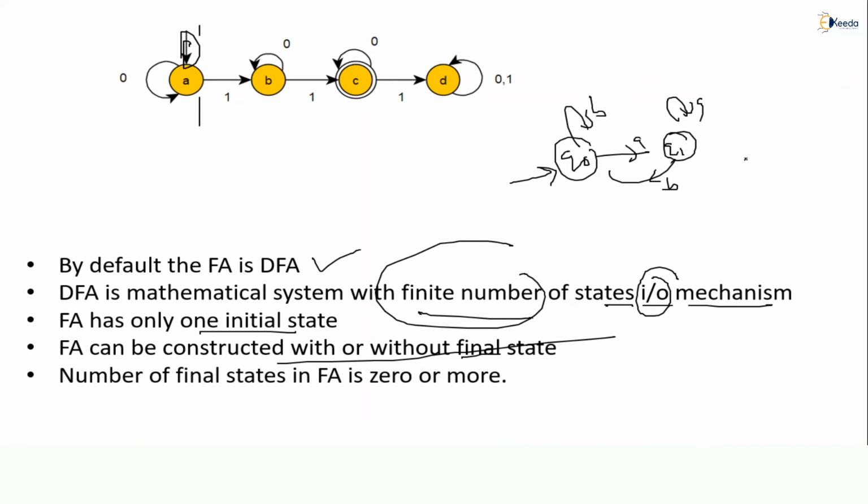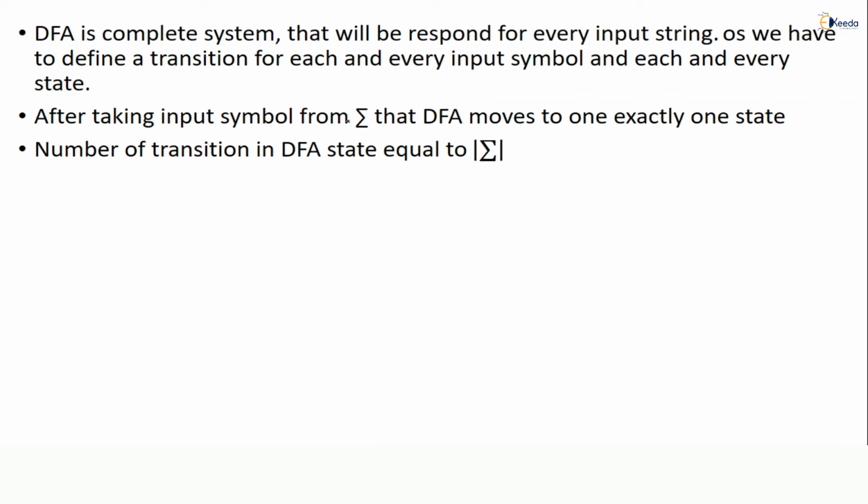Another point: the number of final states in an FA is 0 or more, yes or no? I can have this also as a final state here. This could also be a final state. We can have 0 or more final states, that you have to understand.